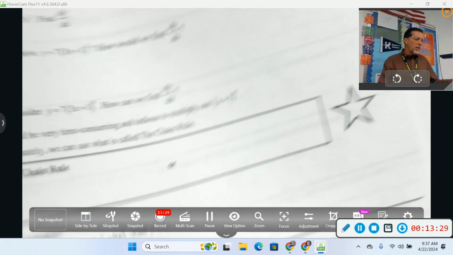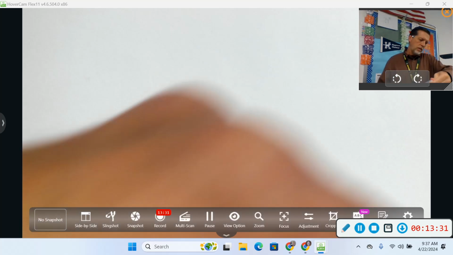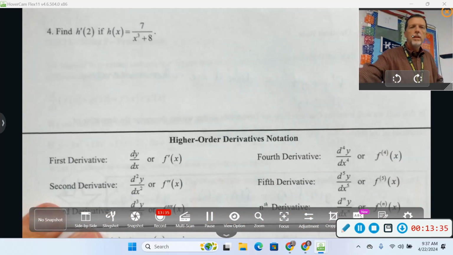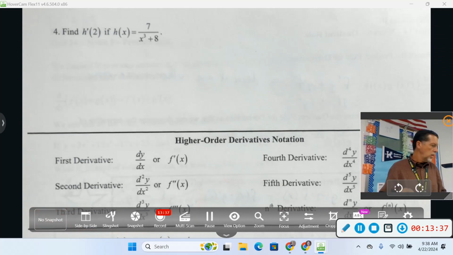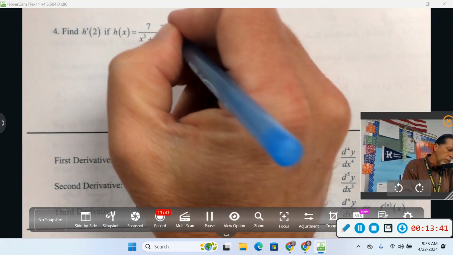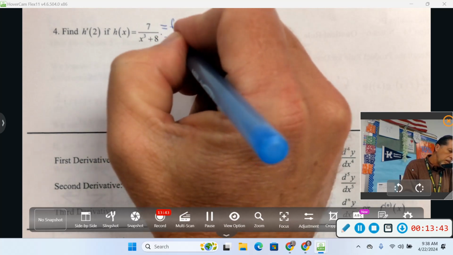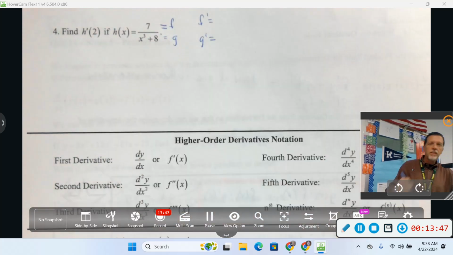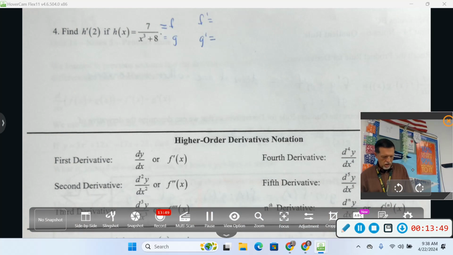GF prime minus FG prime over G squared. Okay, this one looks a little bit different, maybe, but it's still a quotient rule problem. So let's identify F and G, and then figure out F prime and G prime.